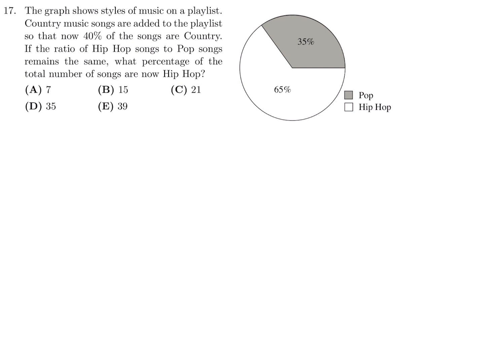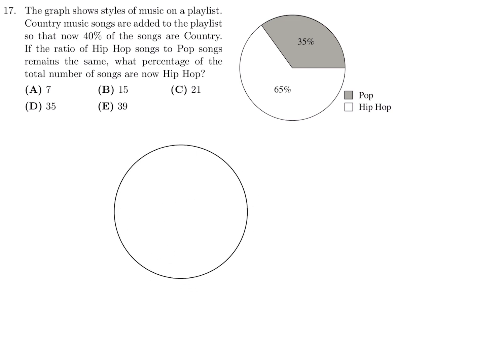The graph shows styles of music on a playlist. The country music songs are added to the playlist so that now 40% of the songs are country. If the ratio of hip-hop songs to pop songs remains the same, what percentage of the total number of songs are now hip-hop? So what they're saying basically is that you take your playlist and you change it.